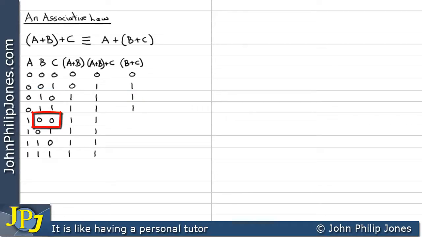I have a 0 or 0, which is a 0. I have a 0 or 1, which is a 1. I have a 1 or 0, which is a 1. And I have a 1 or 1, which is a 1.